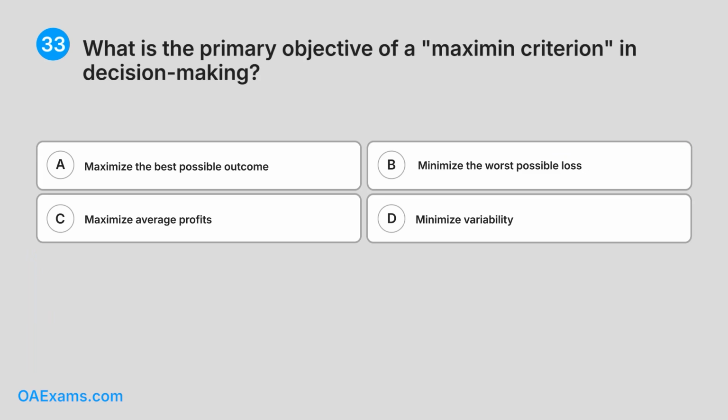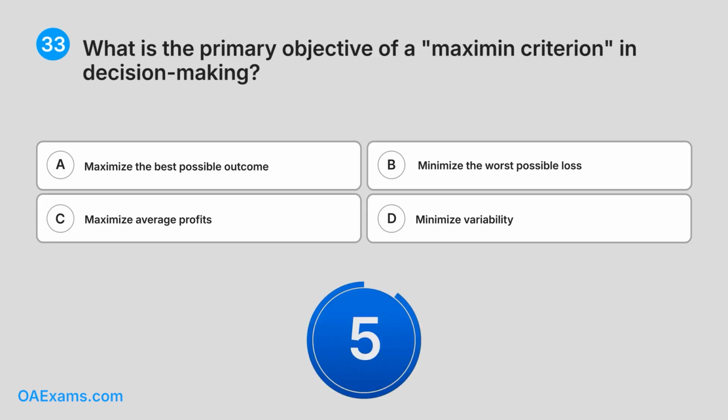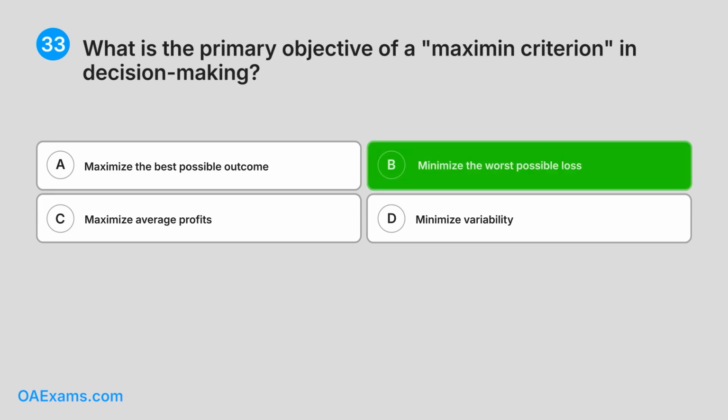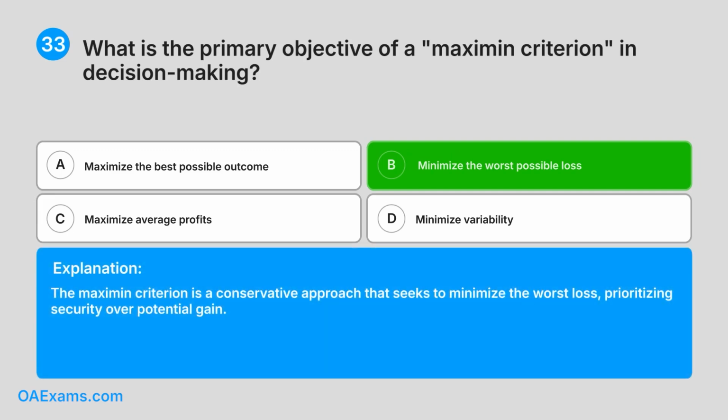33. What is the primary objective of a minimax criterion in decision-making? A. Maximize the best possible outcome. B. Minimize the worst possible loss. C. Maximize average profits. D. Minimize variability. What do you think is the answer? Correct answer: B. Minimize the worst possible loss. Explanation: The minimax criterion is a conservative approach that seeks to minimize the worst loss, prioritizing security over potential gain.